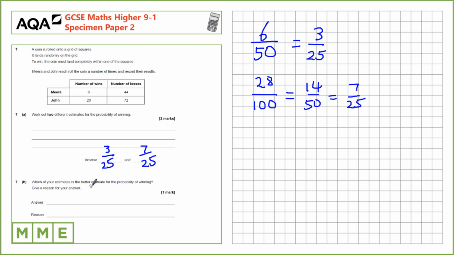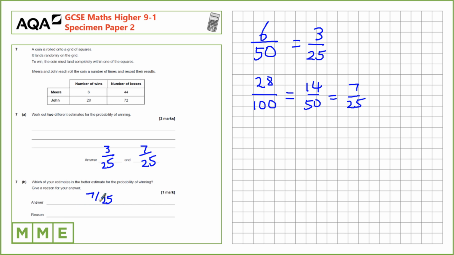Which of our estimates is the better estimate for the probability of winning? Give a reason for your answer. Our answer is this one here, 7 over 25. And the reason being is John had 100 trials of flipping the coin, and Mira only had 50. And because John used a larger data set, his estimate is going to be more accurate.